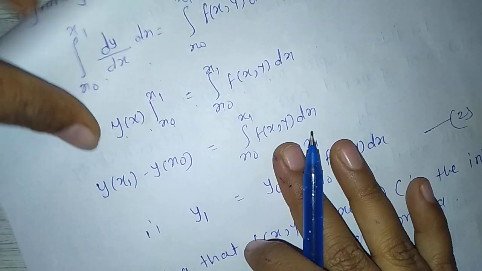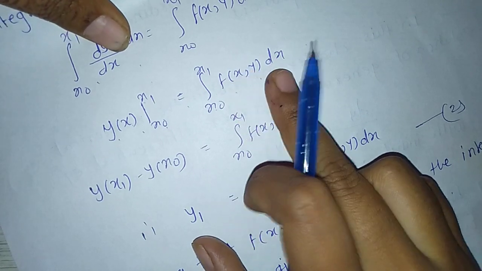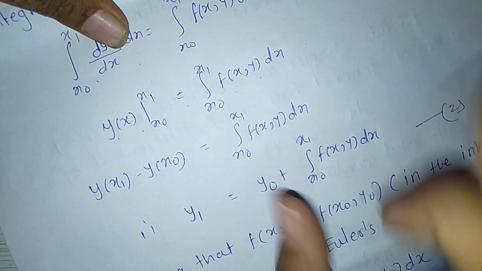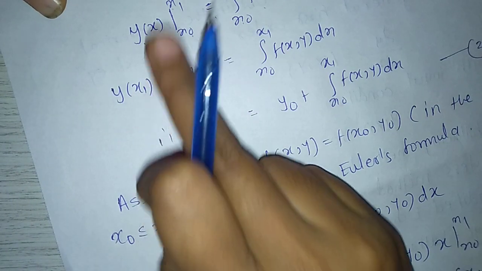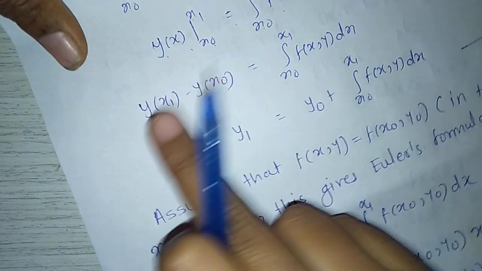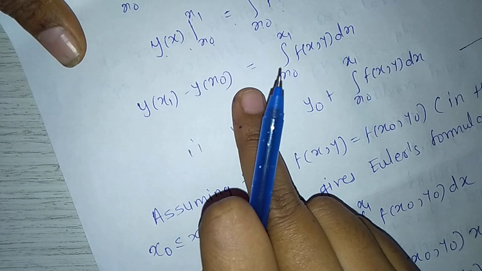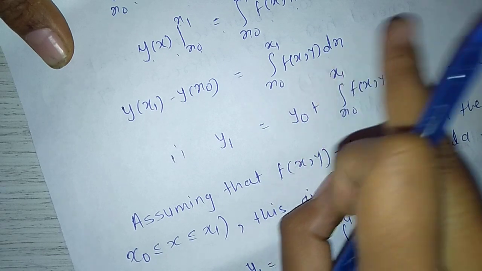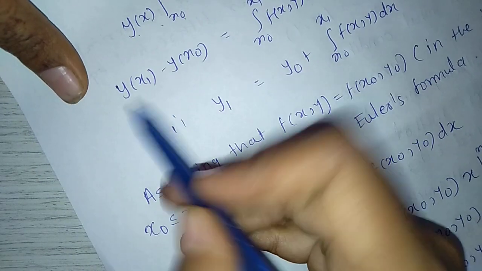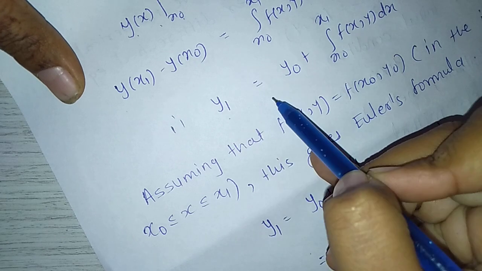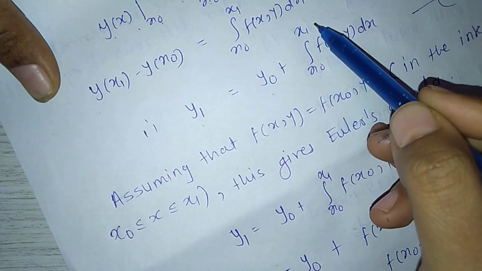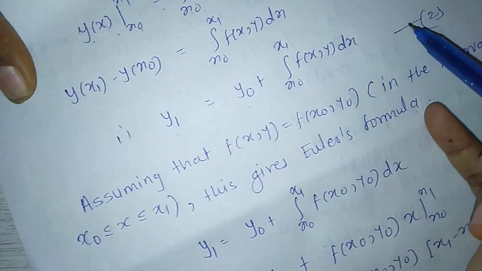Because here we don't know the function f of x, y, so here integration as it is. So by putting the limits of x, we get y of x1 minus y of x0 equal to integration x0 to x1 f of x, y dx. Therefore y at x1 equal to y1 equal to y at x0, equal to y0, plus integration x0 to x1 f of x, y dx, give as equation number 2.